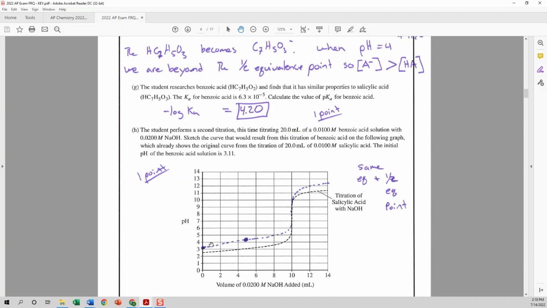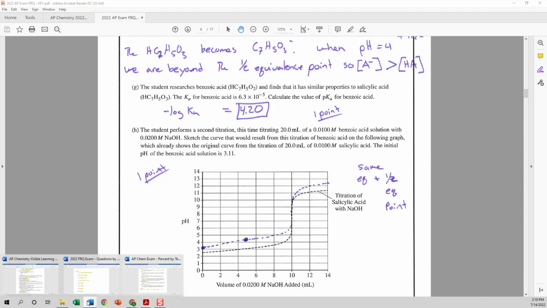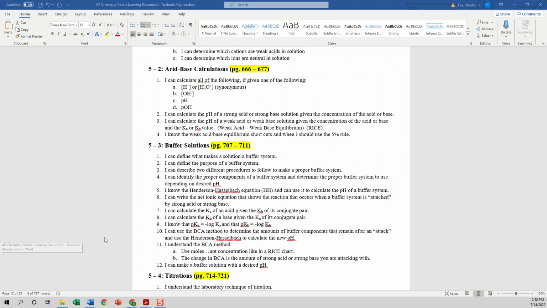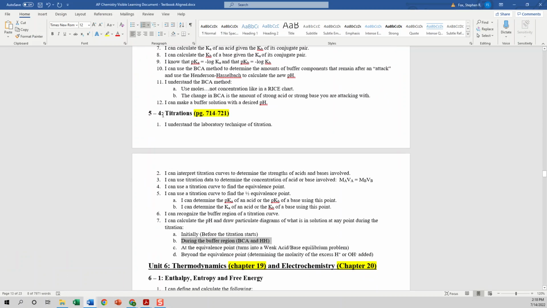All right. And we're going to learn all about this when we get to Unit 5. But essentially, this is 5-4.7. It's basically the whole thing: understanding what a titration curve is going to look like the entire way through a titration with varying acid strengths, various base strengths, that kind of thing.